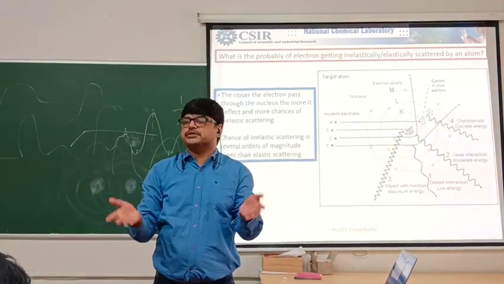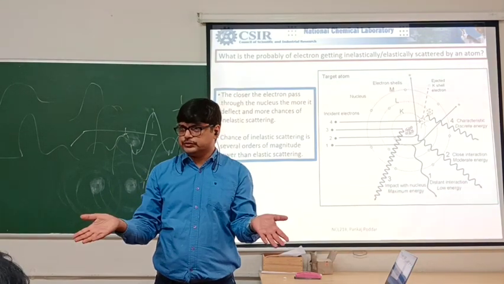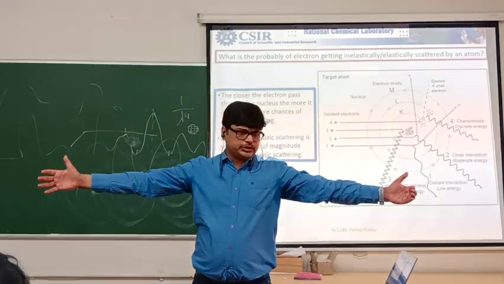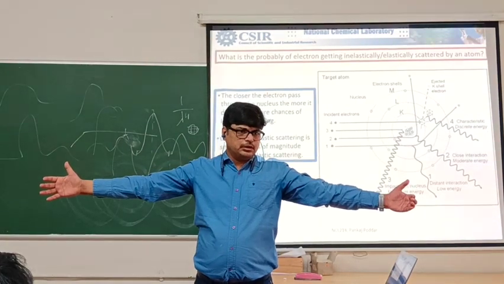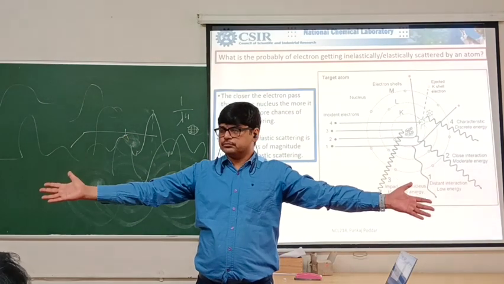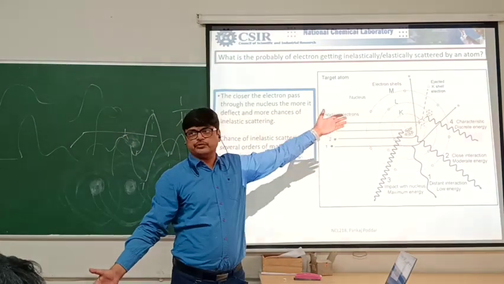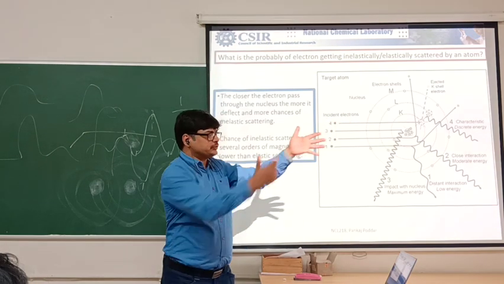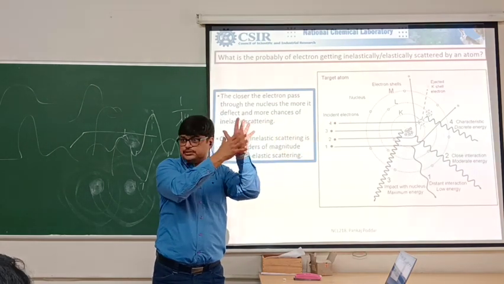Electrons should not just get blocked. Otherwise, you will get only the size information. If you just want size information, no problem. You just look at the shadow effect. It will give you only size information, but it does not give you information about what is inside.